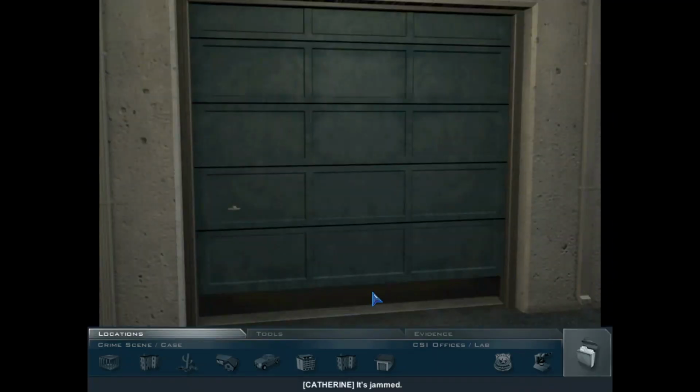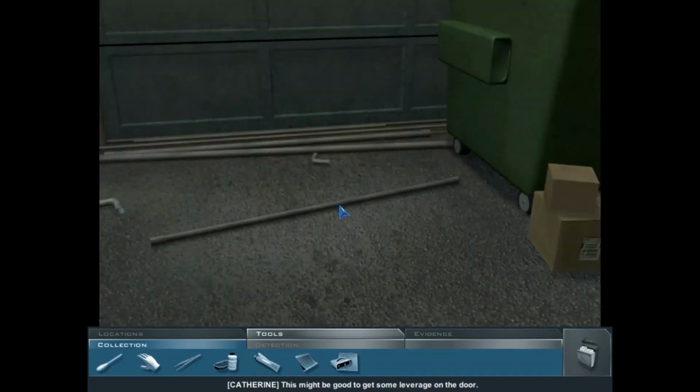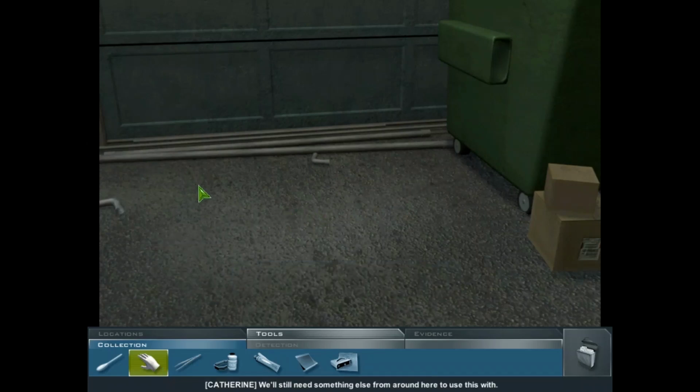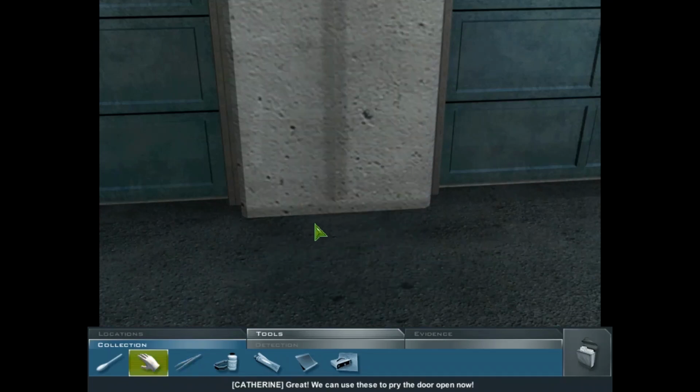It's jammed. Hey, I'm in here. Did you hear that? There's someone inside. It's gotta be Grissom. Let's find something to pry the door open with. This might be good to get some leverage on the door. We'll still need something else from around here to use this with. We can use this as a fulcrum. Let's take it. Great. We can use these to pry the door open now.